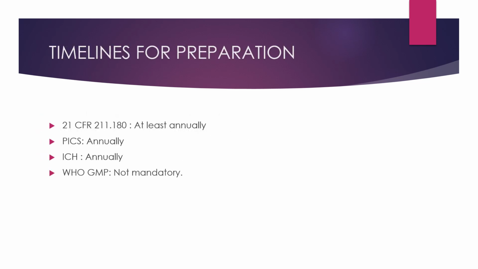So let us see the timelines for the preparation of the APQR based on different types of guidelines. As per 21 CFR 211.180, it has to be done at least annually. As per PIC/S, it has to be done annually. As per ICH, it has to be done annually. As per WHO GMP, actually it is not mandatory. So these are the timelines that we need to follow to prepare our APQRs or PQR or APR.